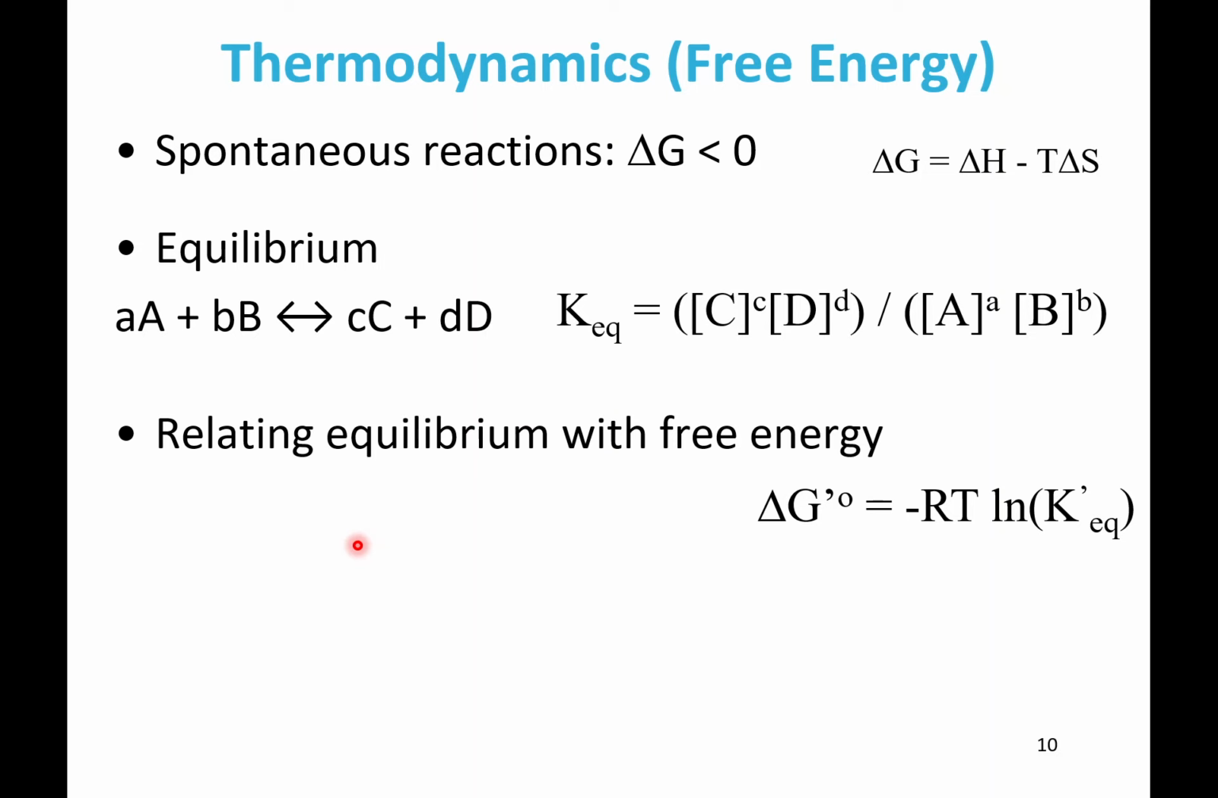You can relate equilibrium and free energy, and that's done using this equation. There's a way to derive it, but you don't have to worry about deriving it. If you remember this equation, we'll be using it, so you should get some practice with it. Delta G prime naught equals negative RT, where R is a constant and T is temperature, times the natural log of Keq.